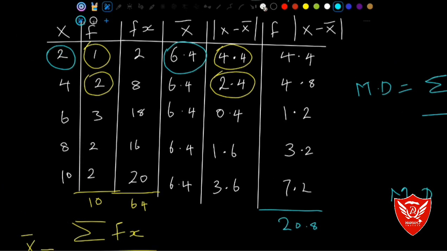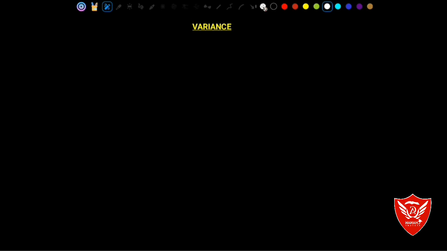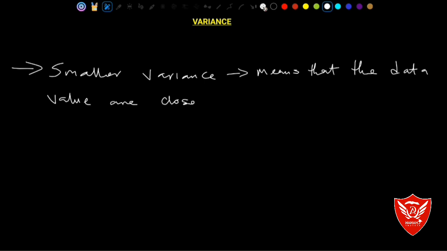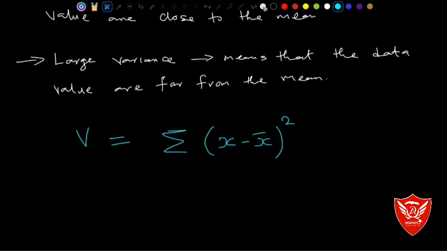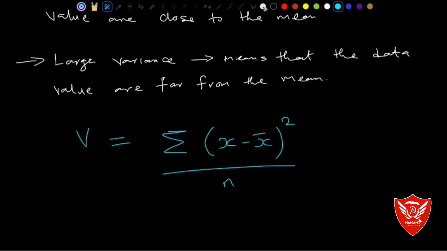Thank you. Variance tells us how far the data values are from the average, which is the mean. A smaller variance means that the data values are close to the mean, and a larger variance means that the data values are far from the mean. And the formula can be given as variance V is equal to the summation of x minus the mean, squared, all over the number of observations.